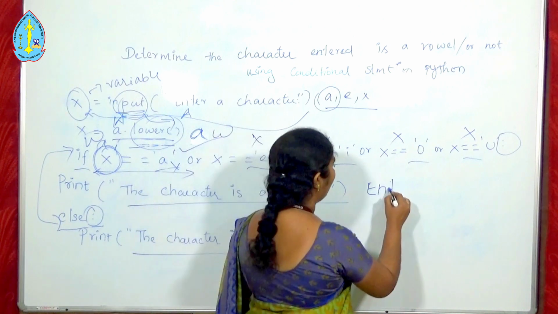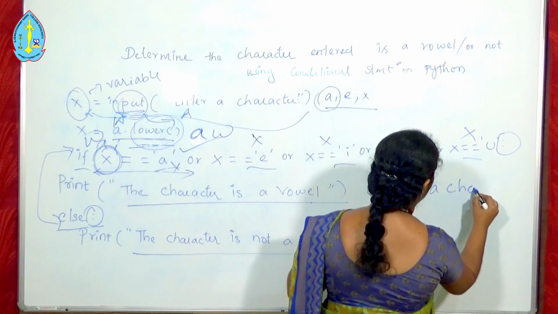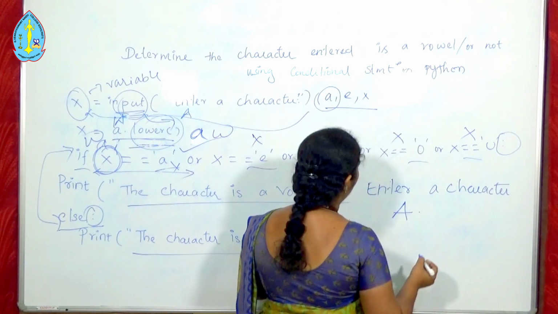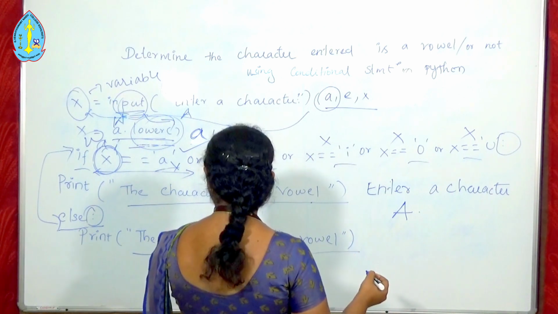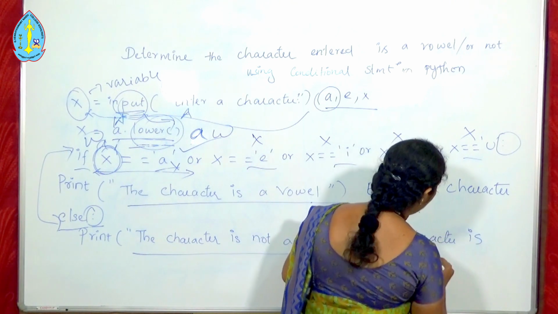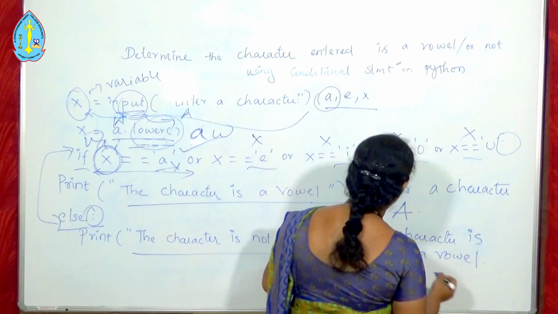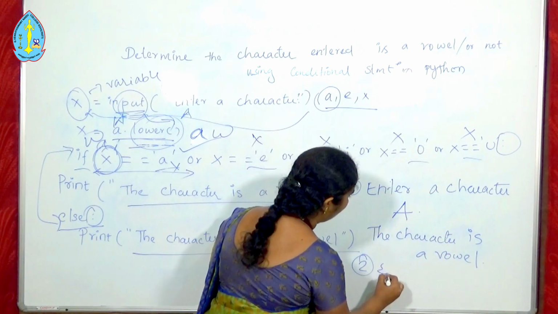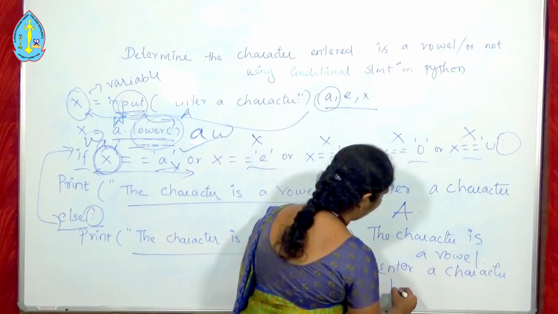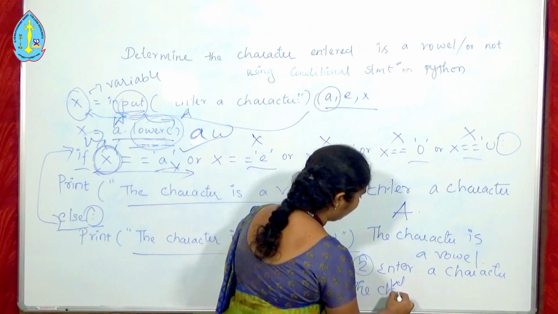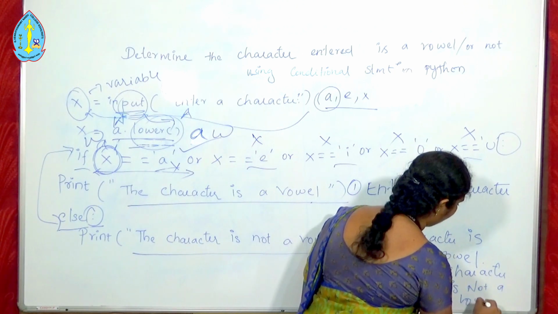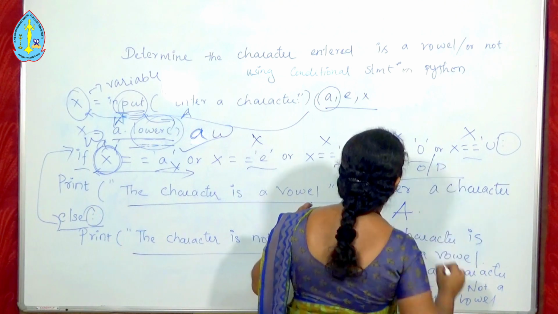The final output is: enter a character, then the user will enter a character a, then the next statement is: the character is a vowel. That is one of the outputs, and the second output: enter a character, the character is not a vowel. This is the output of the program. Thank you.